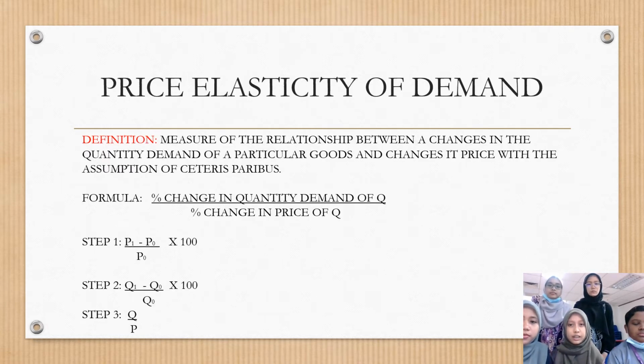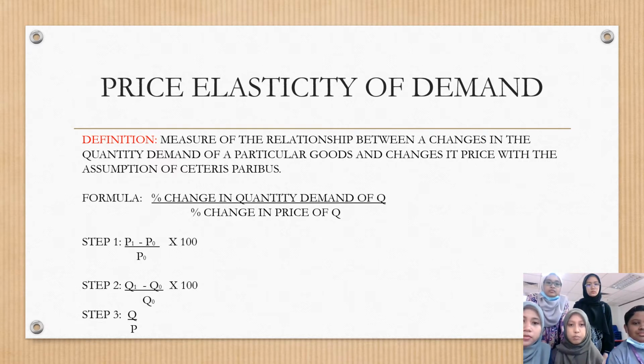Price elasticity of demand. Definition: the relationship between changes in the quantity demanded of a particular good and changes in price, with the assumption of ceteris paribus. Formula: percent change in quantity demanded of Q divided by percent change in price of Q.